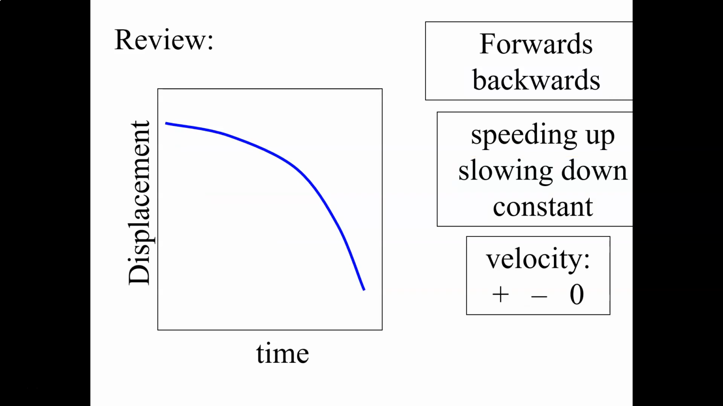Okay? Here we've got an object. The line is moving downwards as time passes, so we're moving backwards. Okay? The fact that it is getting steeper, okay, starts out flatter and then gets steeper, tells us that it's speeding up. Okay? And the fact that it's moving backwards tells us that the velocity is negative.